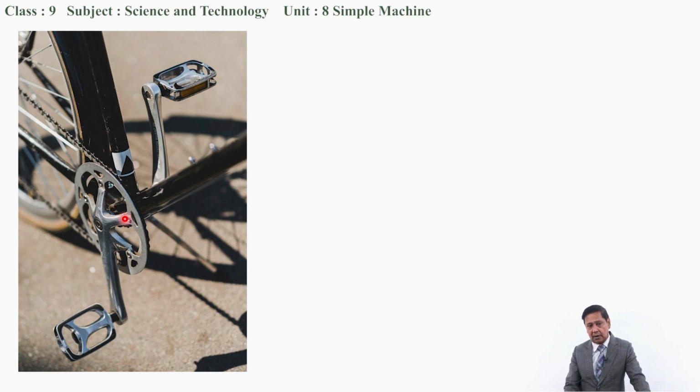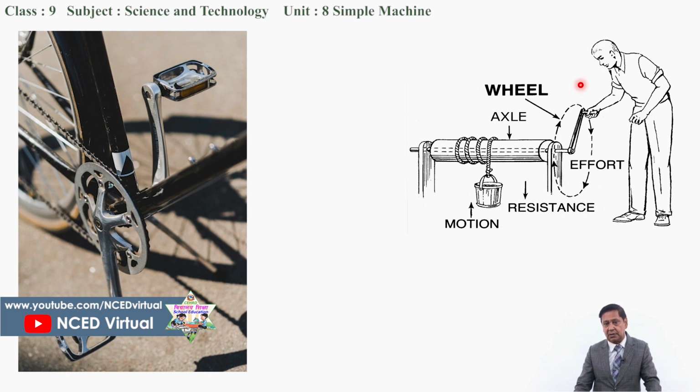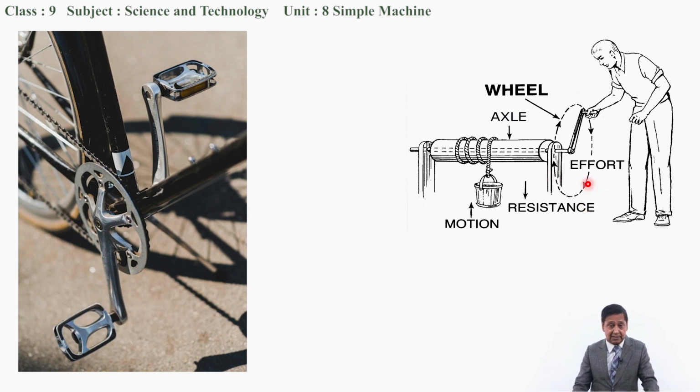This is the working of the pedal of a bicycle, and this is commonly used in villages. We are using this type of wheel and axle to pull water from the well. When the effort is applied on the handle and it moves through a circular path, then the distance covered in the circular path is the effort distance. In the same time, the rope which is wound around the axle rotates, and it pulls the bucket full of water outside the well. This way it works.